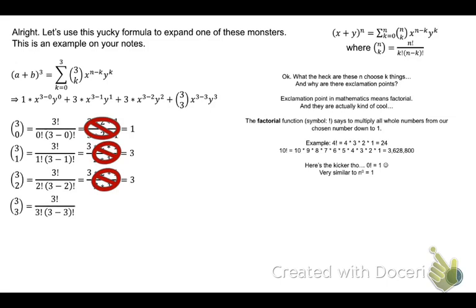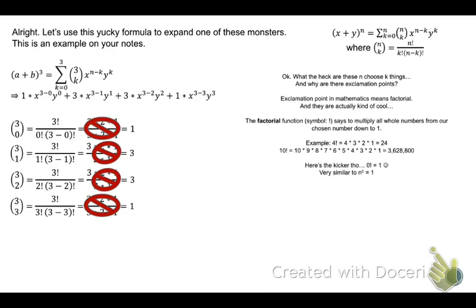3 choose 3, so that's 3 factorial over 3 factorial, 3 minus 3 factorial. This right here becomes 0. So that's just 3 factorial over 3 factorial, which is going to cancel itself, and you're just left with 1. Cool. Now all we have to deal with is our powers, okay? So that's a 3. Anything to the 0 power is 1, so that first y goes away. That second one, 3 minus 1 is 2, then y. 3xy squared, and then y cubed.